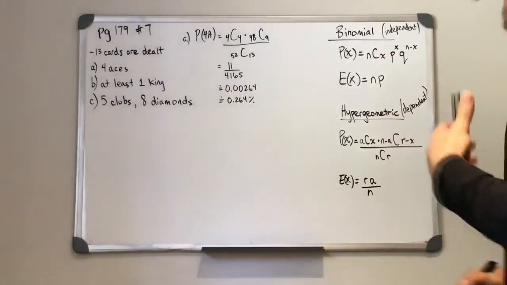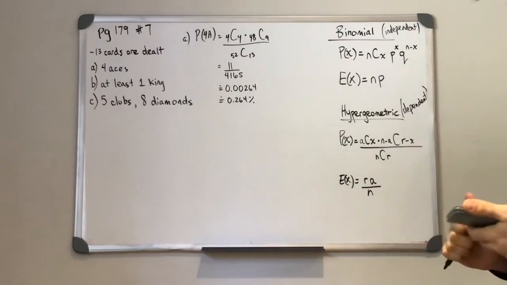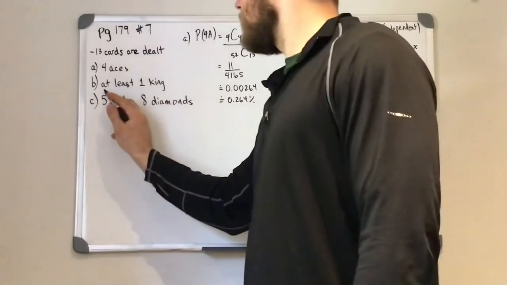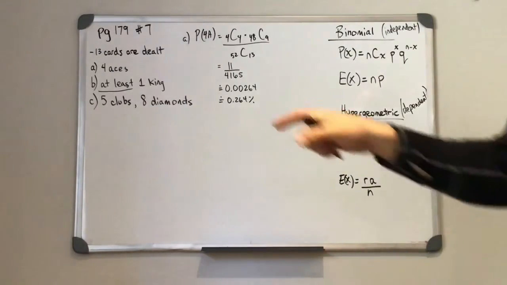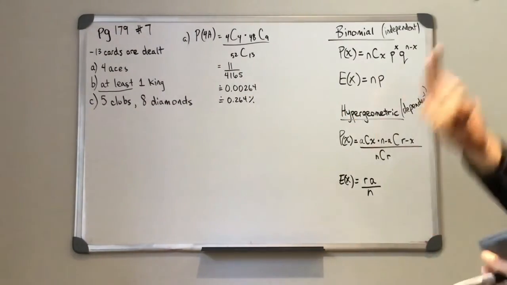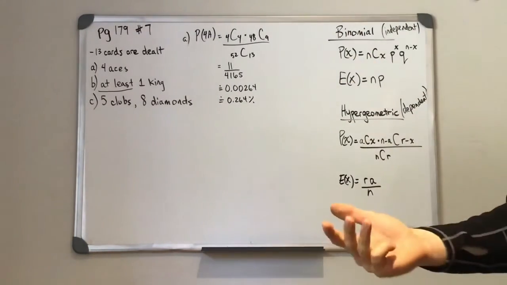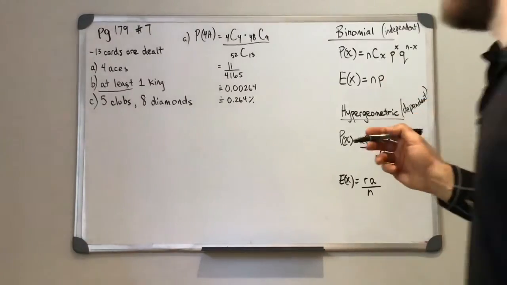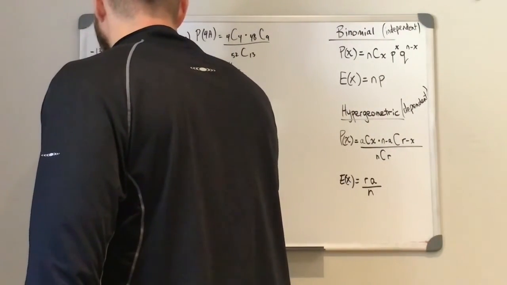For B, we're trying to find how many of these bridge hands have at least 1 king. Whenever we saw this earlier in the year, we had to be careful, because at least 1 king means 1 king, 2 kings, 3 kings, or 4 kings. That's a lot of different cases, so it's going to be easier to solve this indirectly. Let's do that. So the probability of no kings.